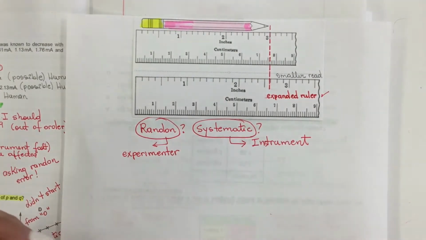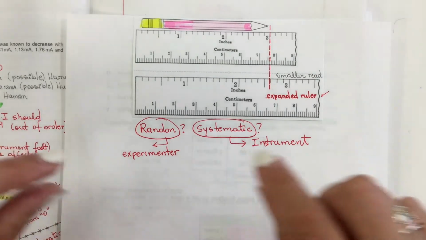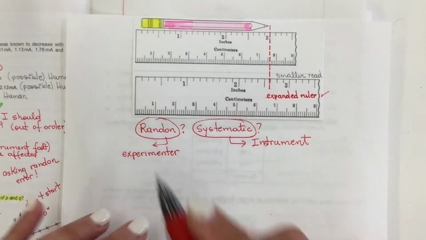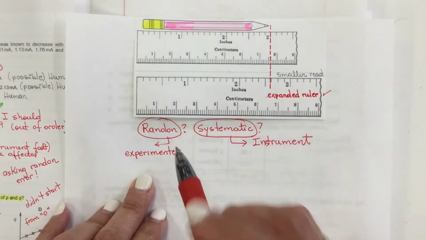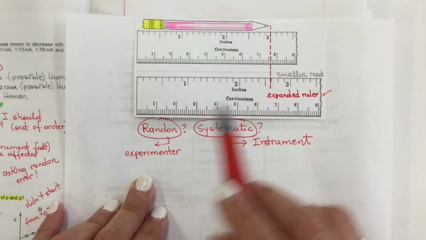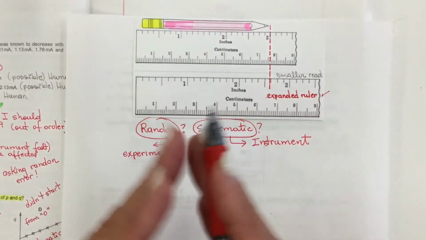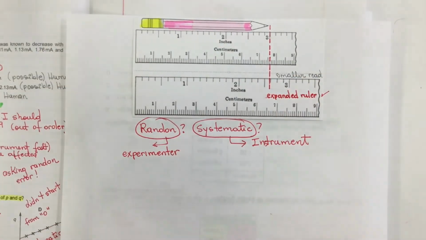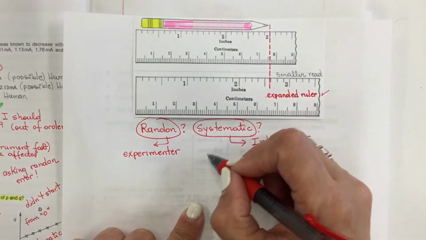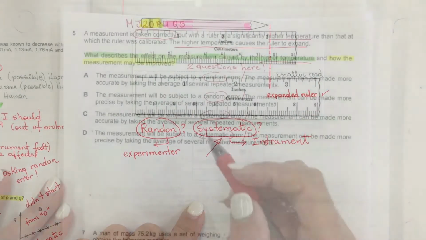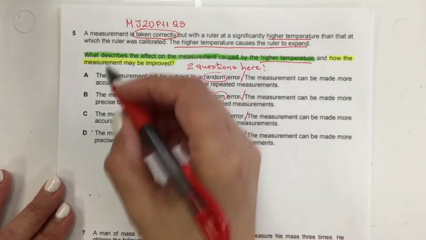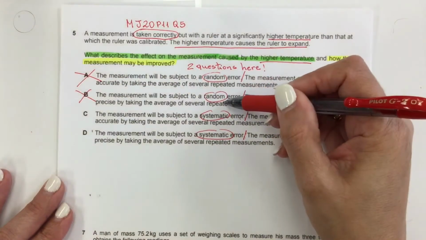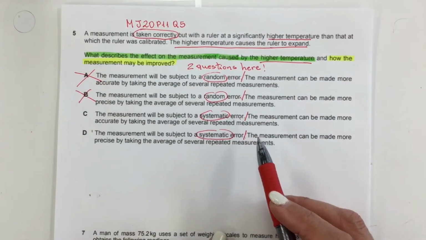Another piece of information is the beginning of the story. It says the measurement was taken correctly, so the experimenter did not make a mistake when doing the measurement. However, the instrument, in this case an expanded ruler, was the cause of the error in this measurement. So that's saying this is a systematic error. Going back to the options, we can eliminate A and we can eliminate B because it's not a random error.